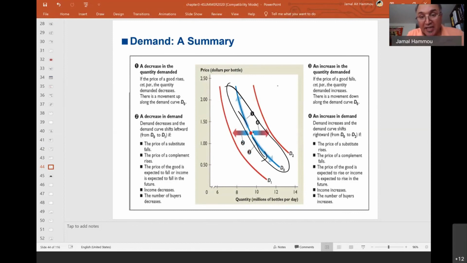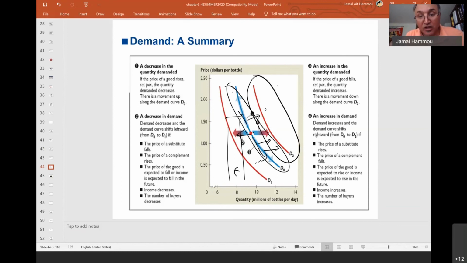If I change anything else besides the price, moving to the left is a shift to the left, which is a decrease in demand, meaning people are buying less at every price. You can see the quantity people buy at every price decreases. It increases when we move to the right, which means people are buying more at every price. So when you move everything from blue to red, to the left or to the right, that's a change in demand. It's caused by something else other than the price.